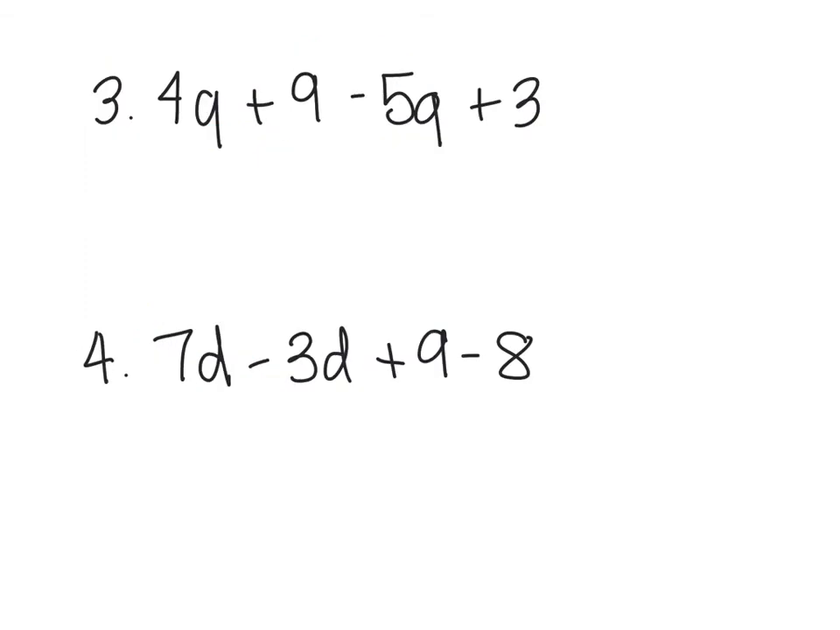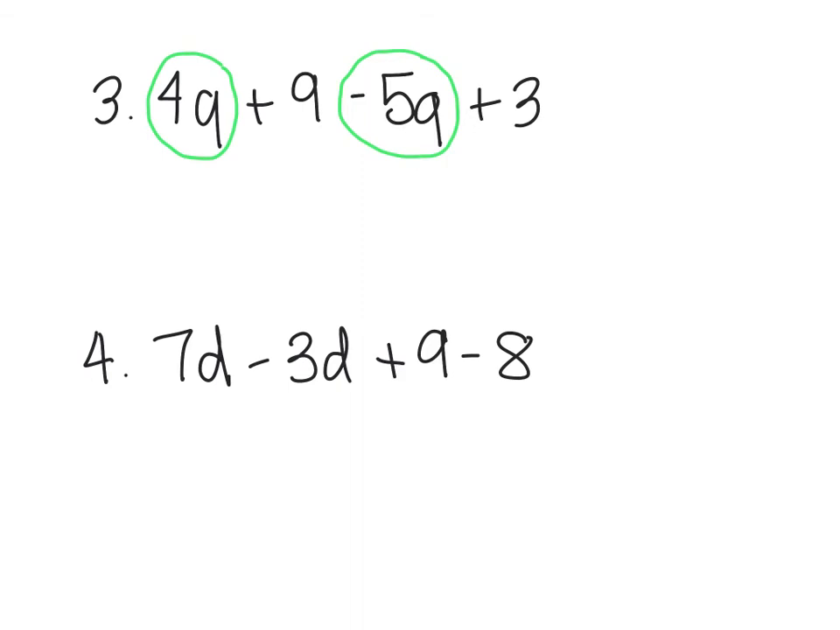Moving on to examples 3 and 4. Write down number 3, 4q plus 9 minus 5q plus 3. Again, we're going to look for that first variable term, and we're going to circle it: 4q. We look through the rest of the expression to see if we have any other q's, and we do see this negative 5q, so I'm going to circle that.